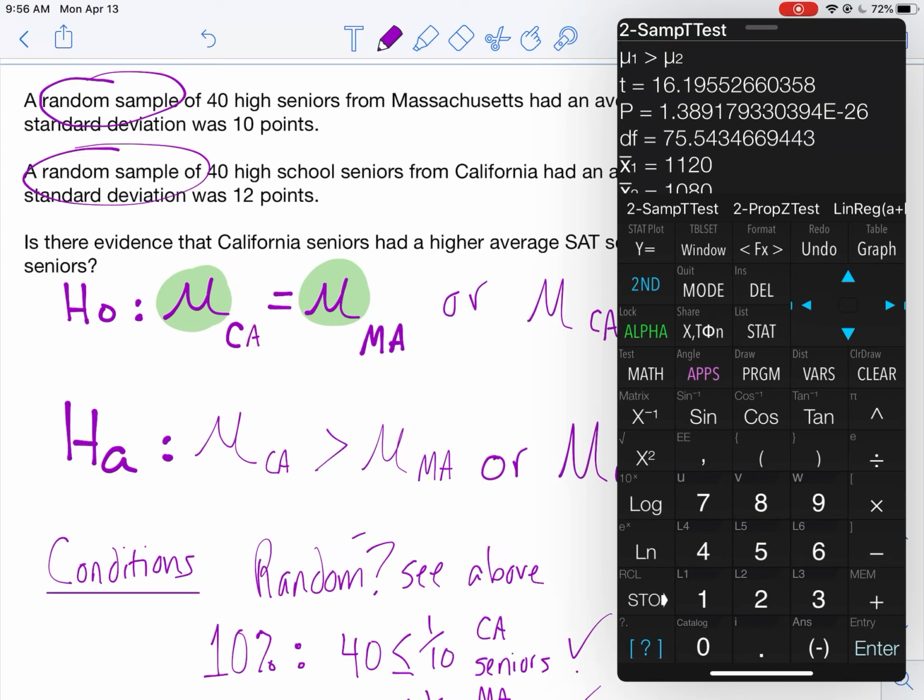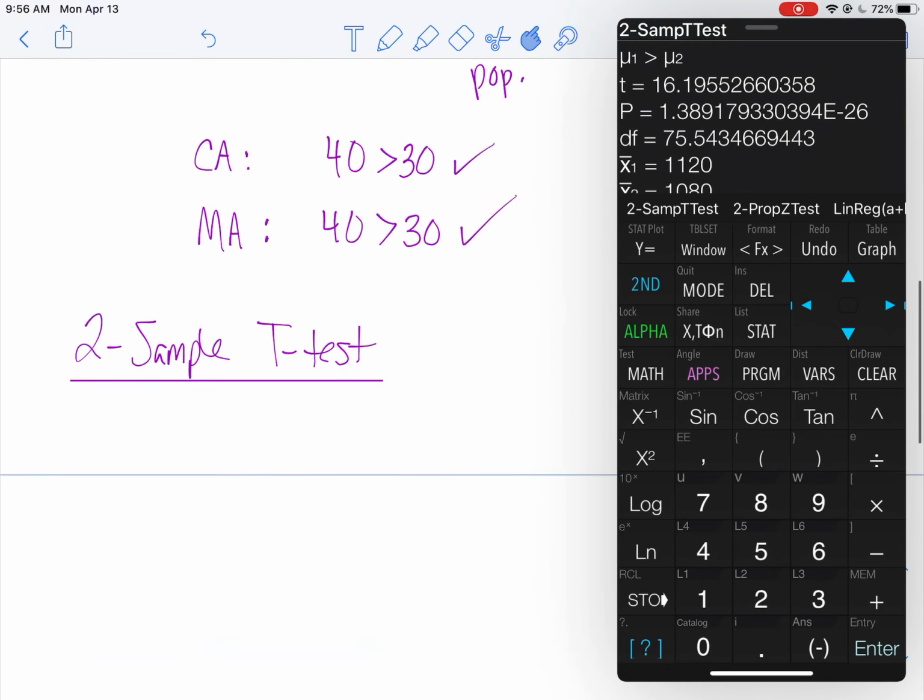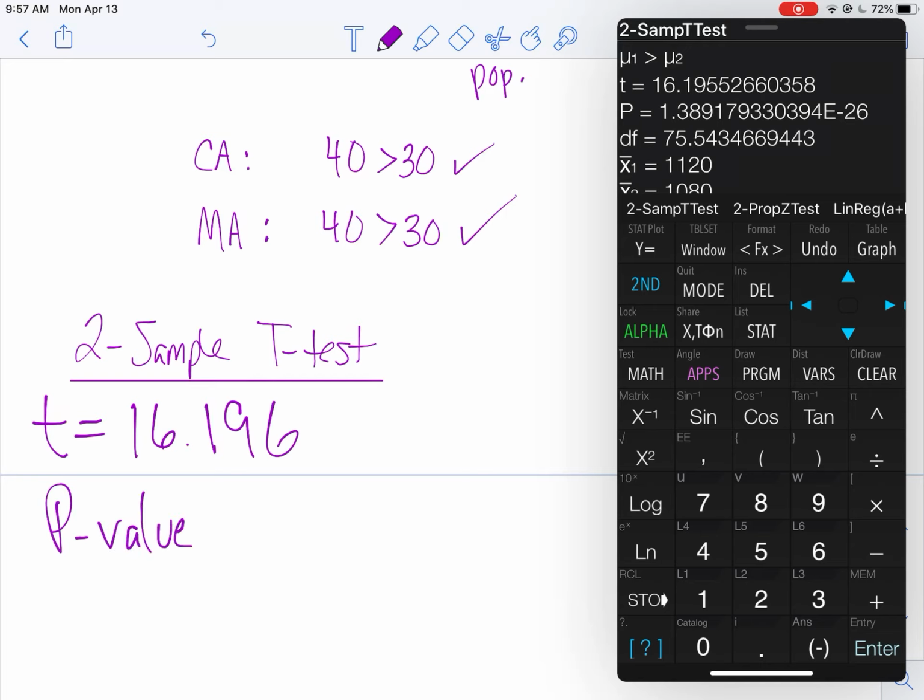You will notice I get all sorts of values here. I get a t statistic, which is my test statistic, and I also get my p-value. So I'm going to write that important stuff down here. For my test statistic, t, I get a pretty high t statistic, 16.196-ish. For our p-value, we get something really low: 1.38 times 10 to the negative 26th. That is a very, very low p-value.